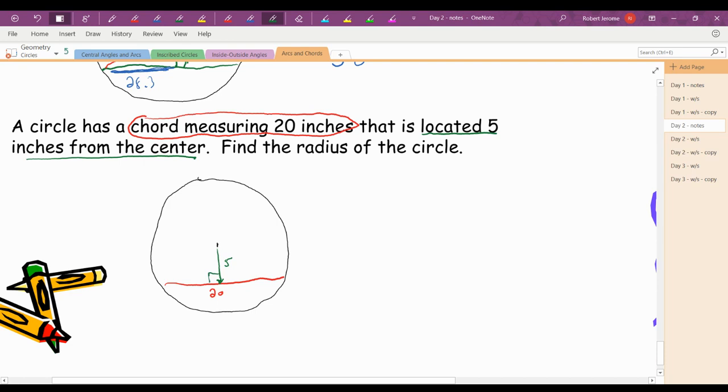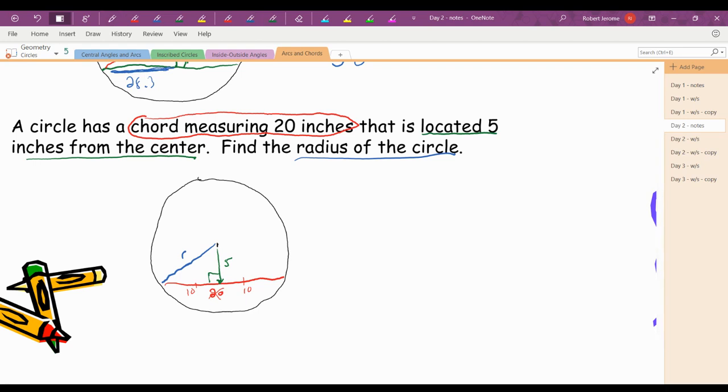Now keep in mind, as soon as the radius is perpendicular to the chord, we bisected the chord into 10 and 10. So the 20 really doesn't matter anymore. And finally, we're asked to find the radius. I'm always going to draw that last. It's just easier for me. There's my radius. And we have a nice little right triangle.